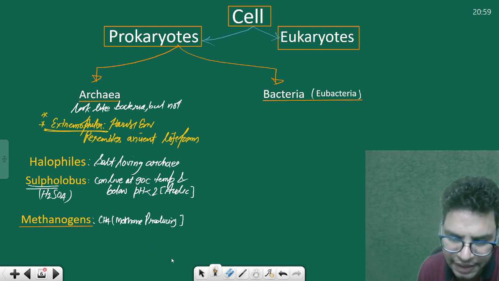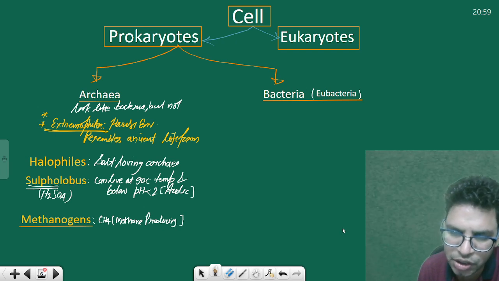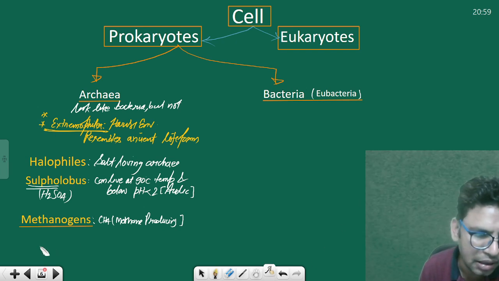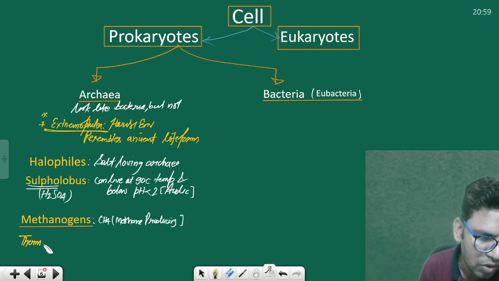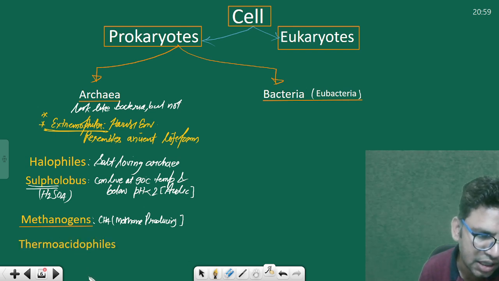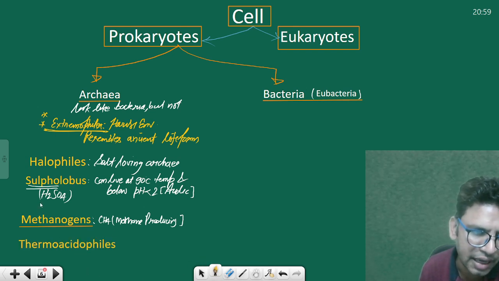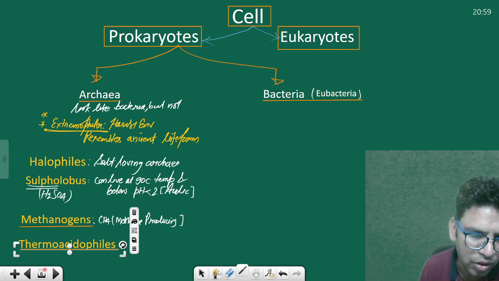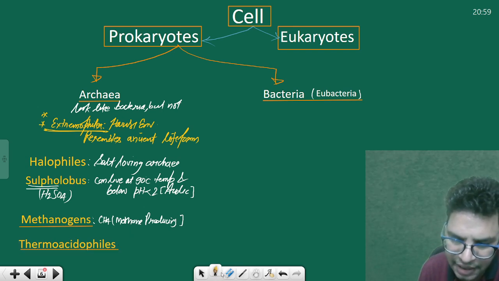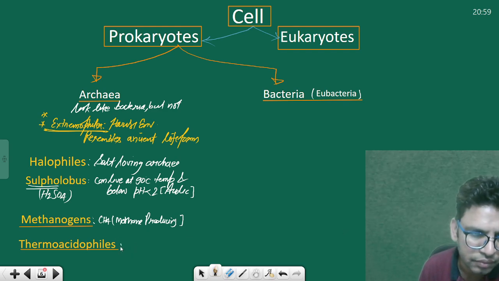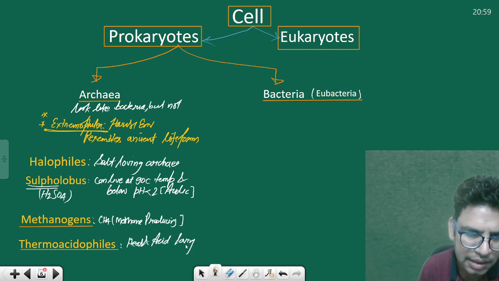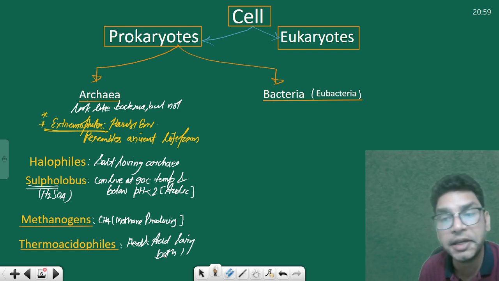Then there are thermoacidophiles. There are many examples. Thermoacidophiles love both heat and acid, like sulfolobus, right? They love both. Where are they found? Heat and acid loving both. These are archaea basically, right?